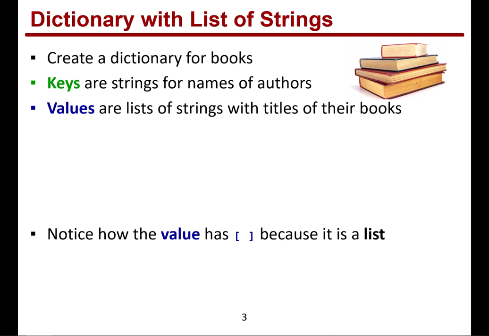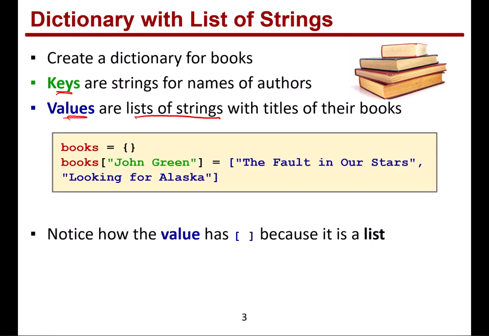So first example, let's imagine you have a dictionary with a list of strings. So again, that means that your keys are going to be strings. Your values are going to be lists of strings. So in this case, we'll have a key for an author, and a value is going to be a list of their books. So the syntax for that would be, let's make our blank dictionary right here.